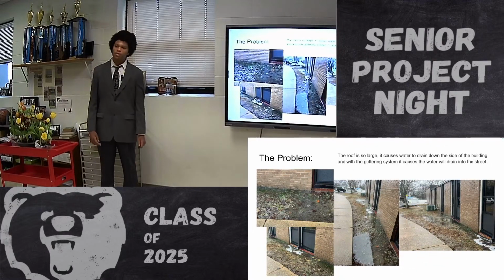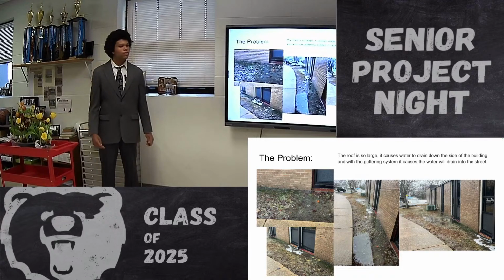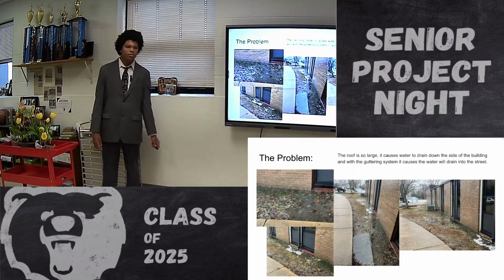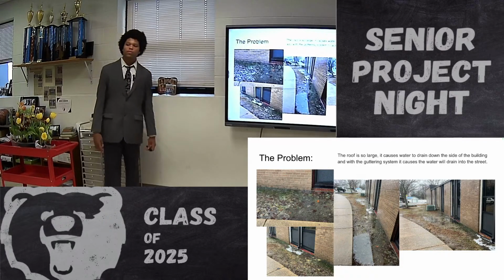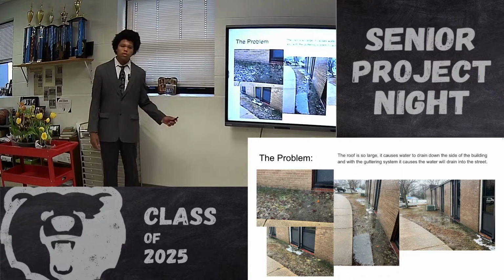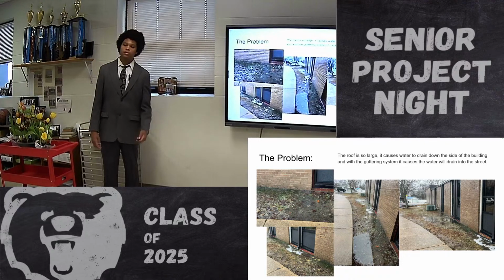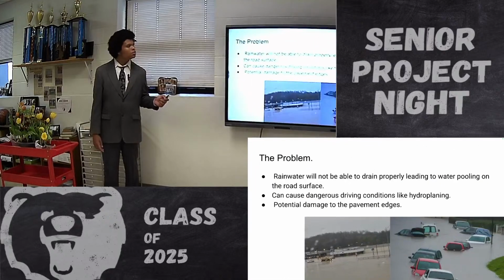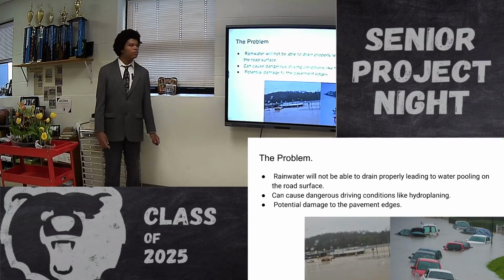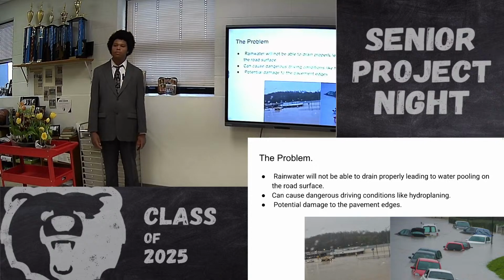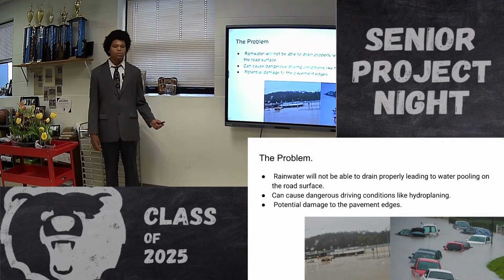The problem: the roof is so large it can cause drain water to go to the sewers and also lead it to the streets. And with the guttering system, it causes water to lead out to the streets. The problem: the road will not be able to drain water properly. It can cause dangerous driving conditions like hydroplaning, and potential damage to the pavement edge.